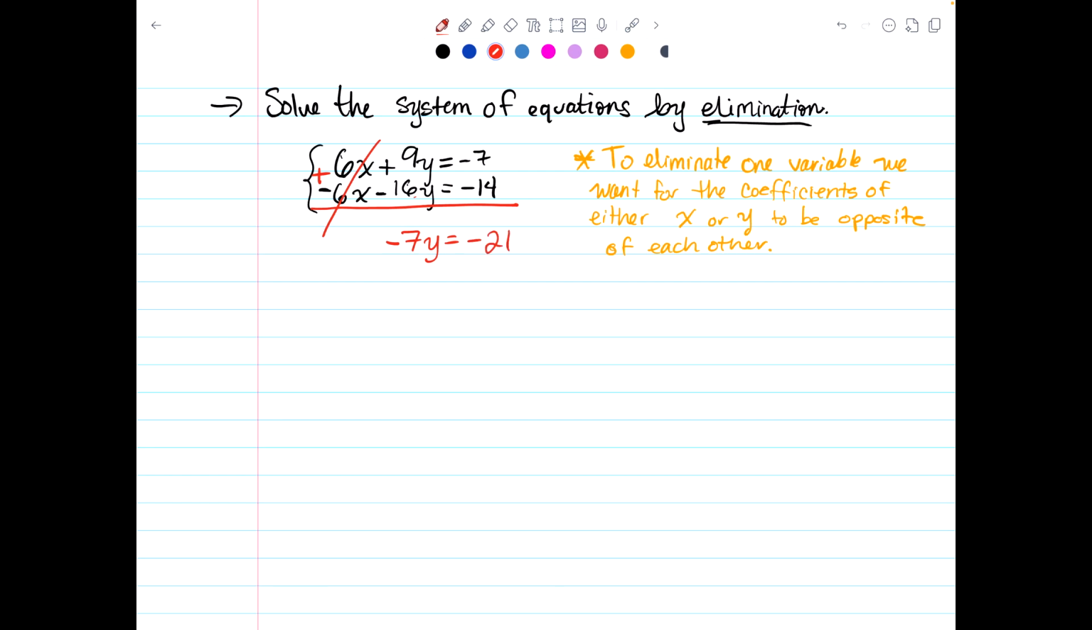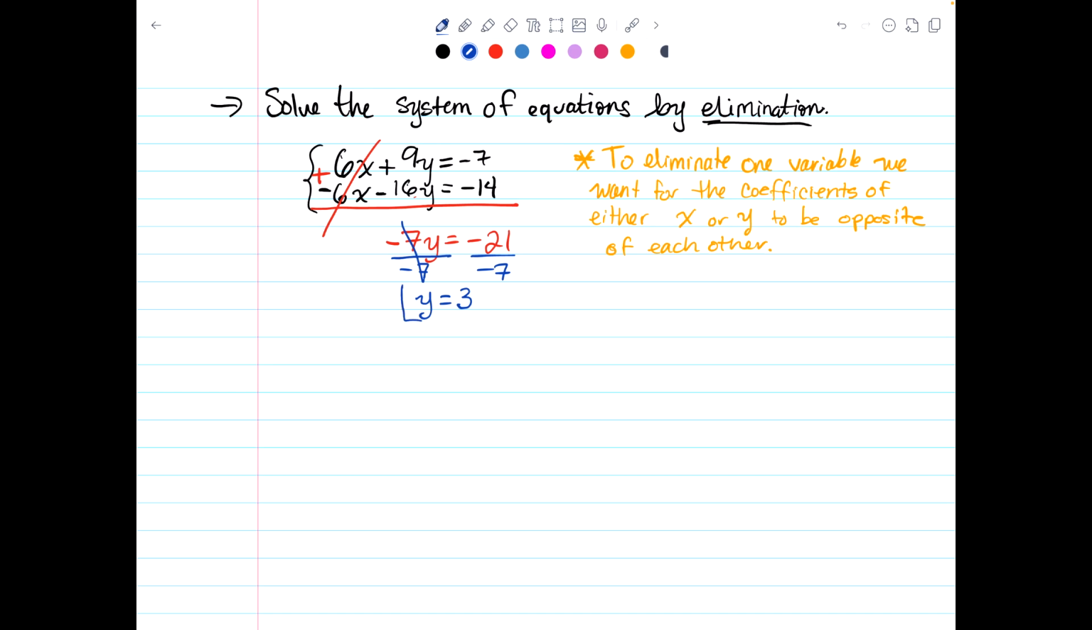The goal now is to solve for the remaining variable. In this case, we're solving for y. So let's get rid of this negative 7 in front of y. Remember that numbers right in front of the variable are multiplying the variable. So negative 7 is multiplying y. In order to get rid of it, we must perform the opposite operation, which is division. So let's divide both sides by negative 7. Negative 7 over negative 7 is just 1, so we have y here. And negative 21 divided by negative 7 gives us positive 3. Don't forget that a negative divided by a negative gives us a positive.